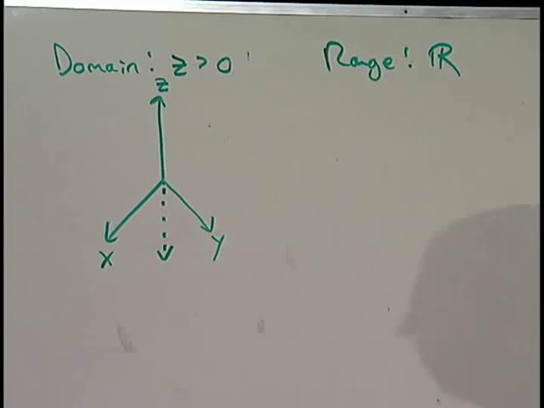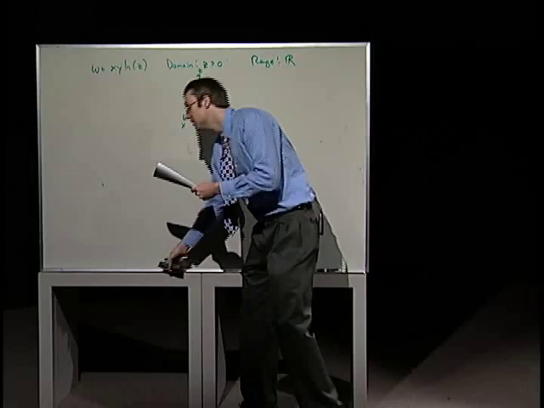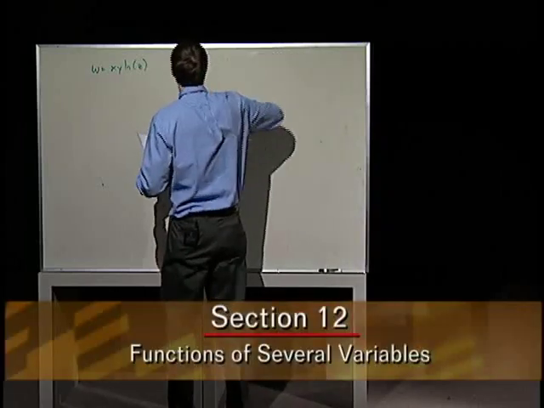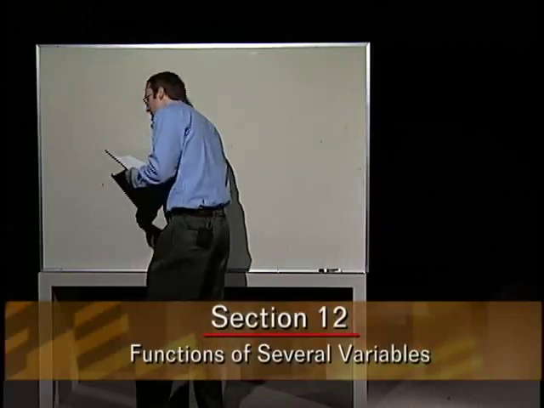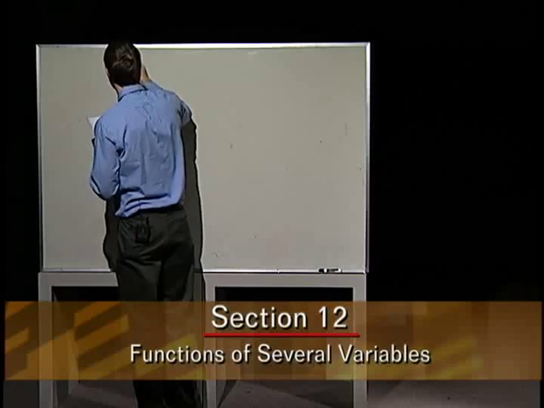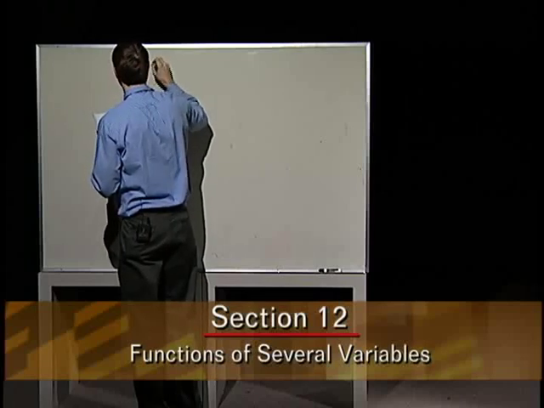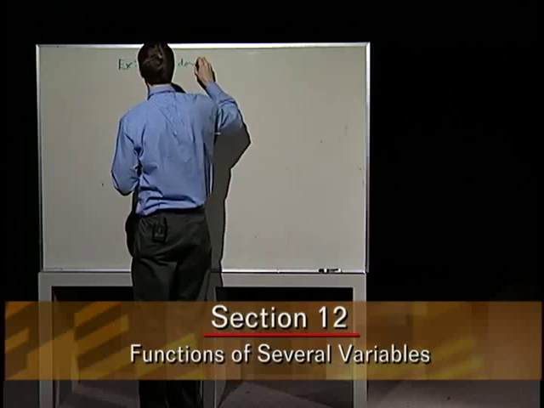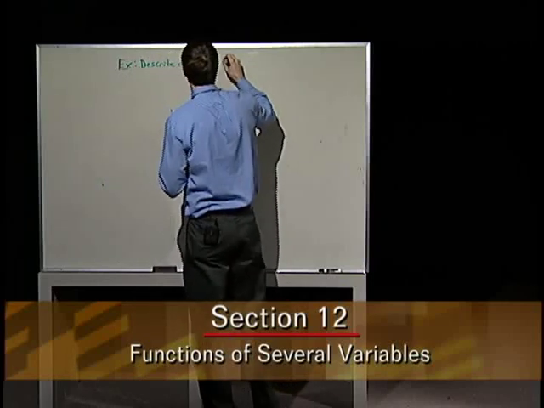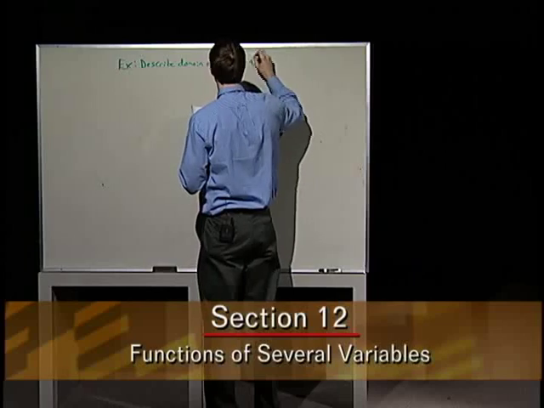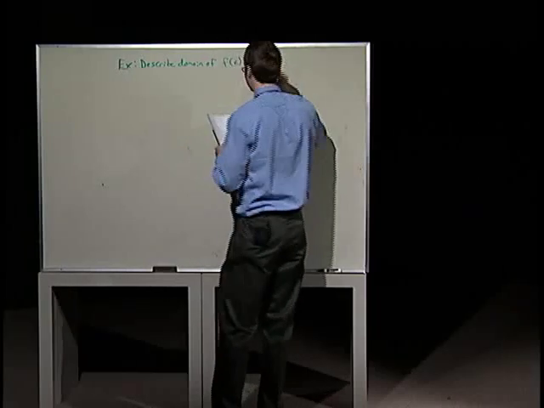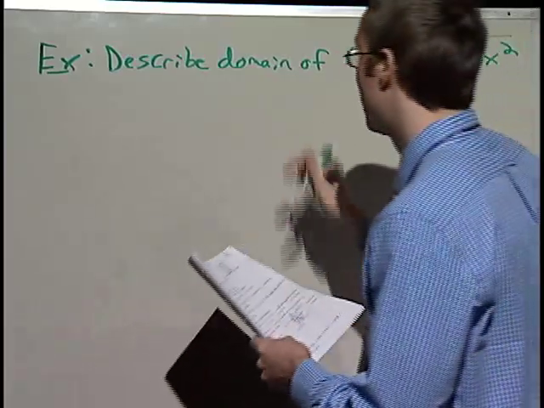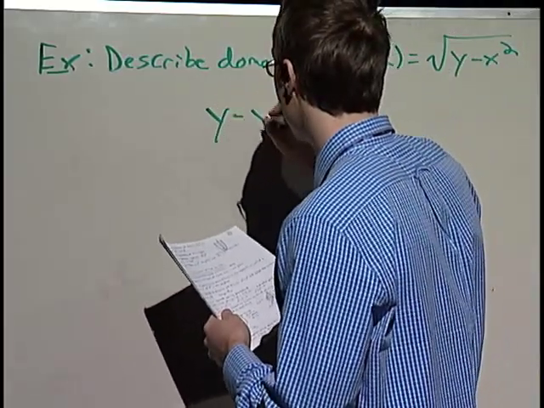Okay, so let's see what I want to do now. Get rid of this. And maybe we'll do one that's slightly harder. So let's describe geometrically the domain of f of x equals square root of y minus x squared. All right? Okay. So this is a little more complicated, but not so terrible.